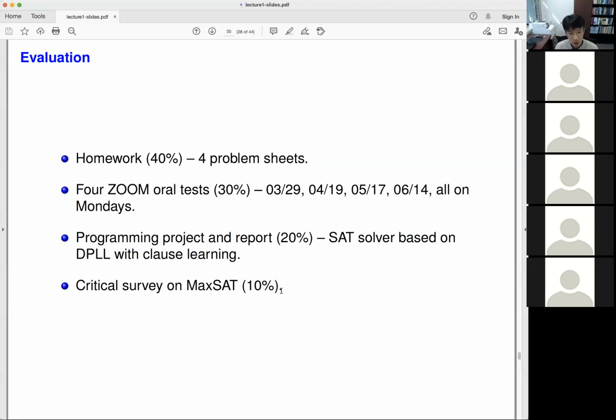For instance, in my research, I used a MaxSAT solver to solve some problems which have about 20 million variables and 40 million constraints. It works really well, and I want you to do a survey about this and understand what kind of algorithms are used. I also want you to think about how you can improve existing algorithms or how you can do something new with these MaxSAT solvers.